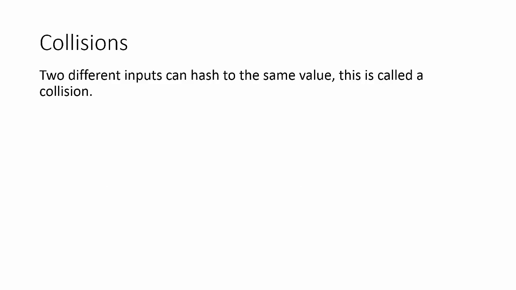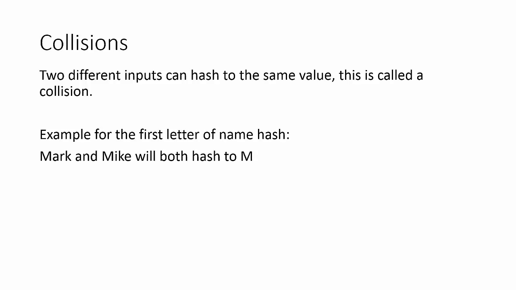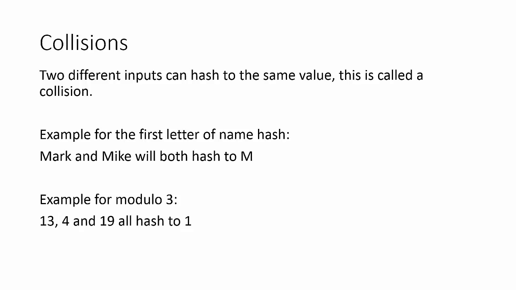2 different inputs can hash to the same output. This is called a collision. For example, if we use the hash of the first letter of a name, we see that Mark and Mike will both hash to the letter M. Using modulo 3 as the example hash, we see that 13, 4 and 19 all hash to 1.